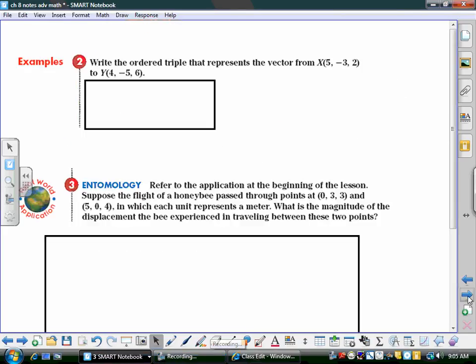Alright, what will I ask you to do? I will ask you to do things like example 2 or 3: write an ordered triple that represents a vector that goes from (5, -3, 2) to (4, -5, 6).